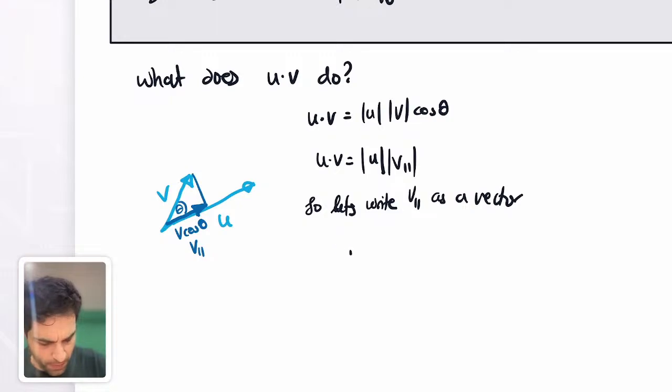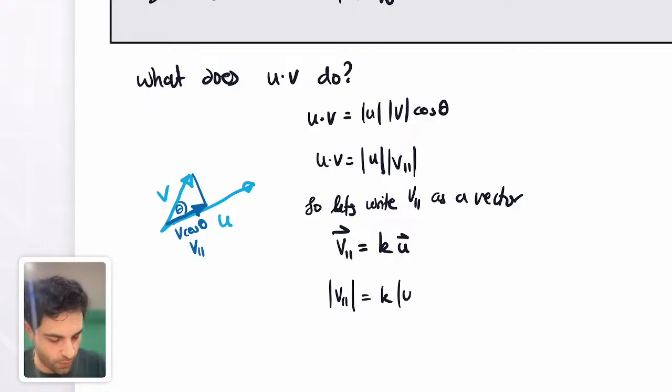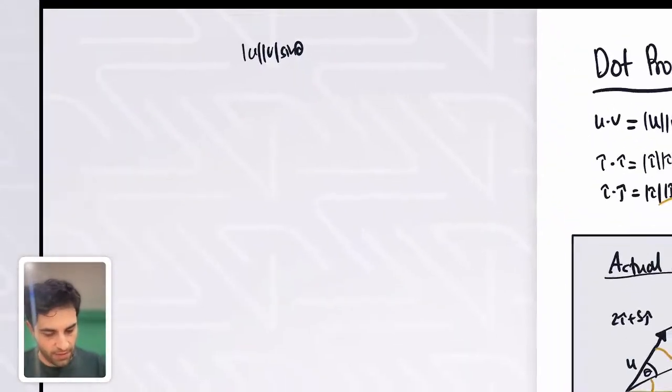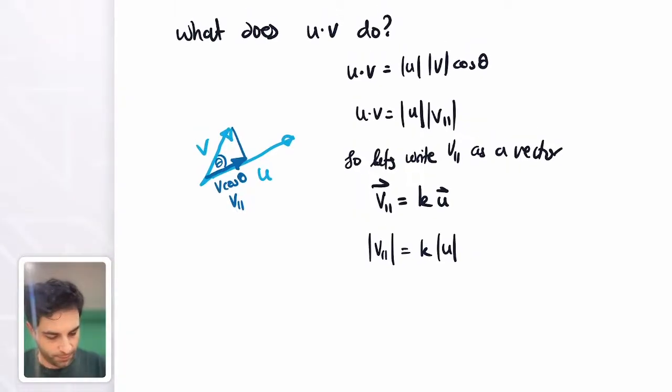So v parallel should be just equal to some constant times the vector u. Do you all agree with that? And the question is just which constant would that be? Which constant should that be? Well, I know that if I found the length of v parallel, that should equal k times the length of u. Do you all agree with that? Whatever that should be. And so the length of v parallel is the same thing as v cos theta, isn't it?